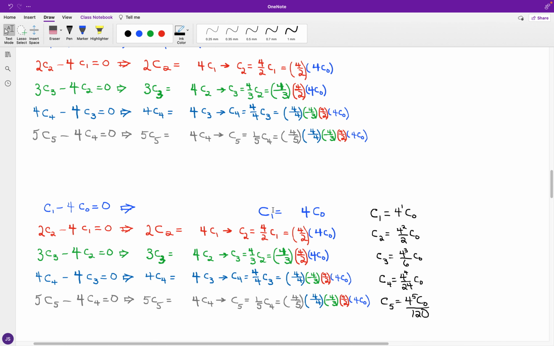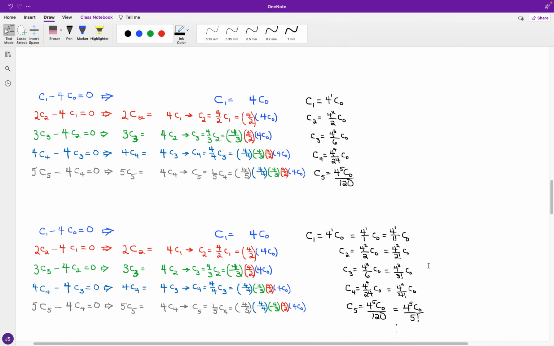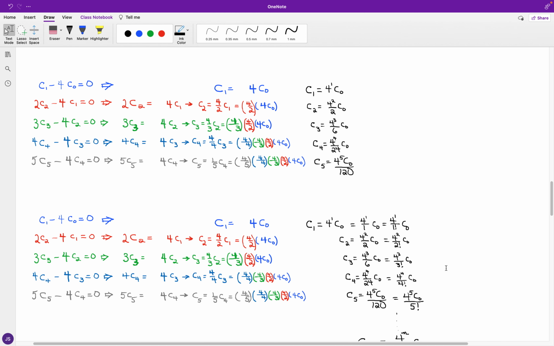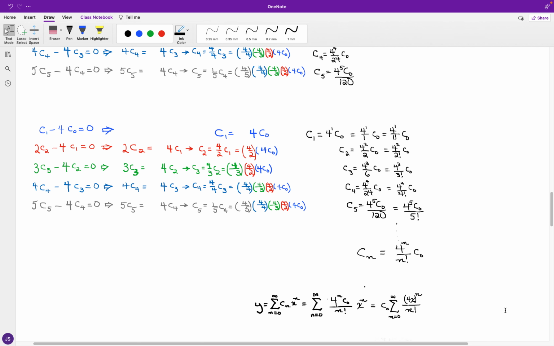Just taking what we have in the arrangement, with c sub 1, you have 4 to the first c naught, c sub 2, 4 squared over 2 c naught, c sub 3, we have 4 cubed over 6 c naught, and so on. And putting the denominators in factorial notation, c sub 1 will be 4 over 1 factorial c naught, c sub 2 you have 4 squared over 2 factorial c naught. And if we go all the way down, you're going to have a pattern where c sub n is equal to 4 to the n all over n factorial, where we have that ratio multiplied by c naught, and relegating what we have for y.